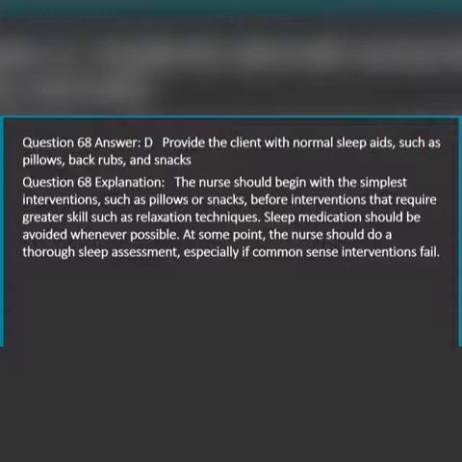Question 68 Explanation: The nurse should begin with the simplest interventions, such as pillows or snacks, before interventions that require greater skill such as relaxation techniques. Sleep medication should be avoided whenever possible. At some point, the nurse should do a thorough sleep assessment, especially if common-sense interventions fail.